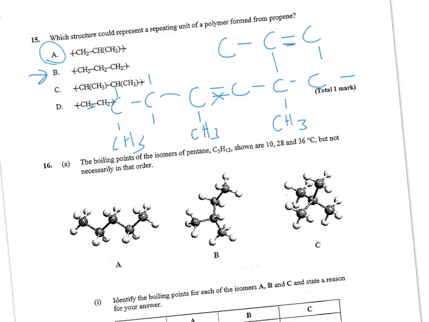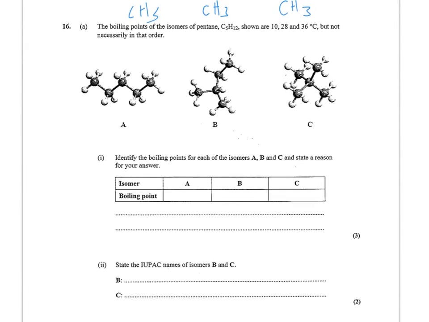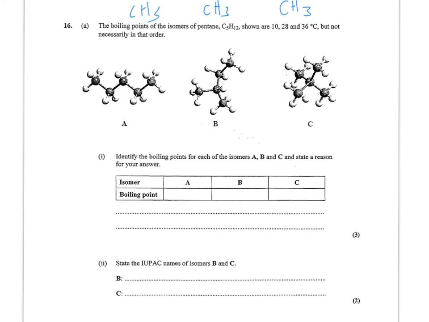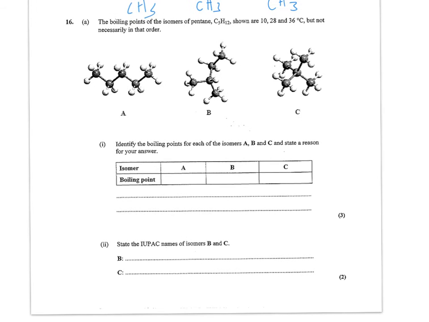Then moving into the paper 2 questions, number 16 wants to know what's the order of boiling points for these isomers of pentane, and most groups got the order in the correct direction. If they're 10, 28, and 36, then the long chain should be the 36, which is A. The one with the most branches, C, should boil the easiest at 10, and the 28 in between.